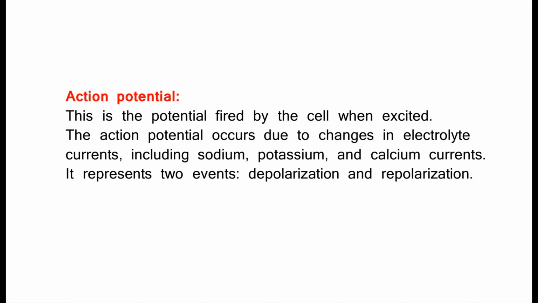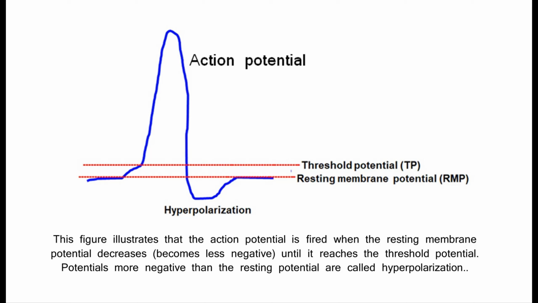Action potential. This is the potential fired by the cell when excited. The action potential occurs due to changes in electrolyte currents, including sodium, potassium, and calcium currents. It represents two events, depolarization and repolarization. This figure illustrates that the action potential is fired when the resting membrane potential decreases, becomes less negative, until it reaches the threshold potential. Potentials more negative than the resting potential are called hyperpolarization.